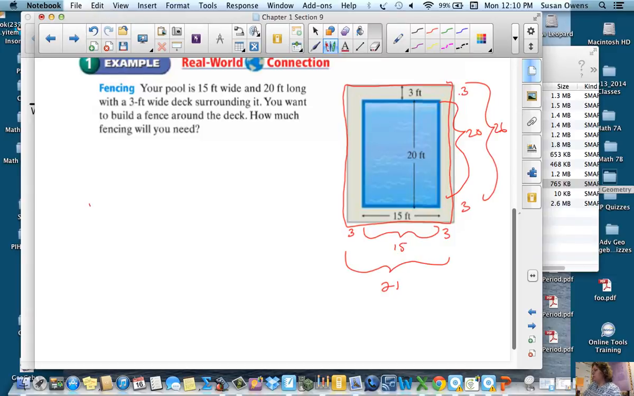And then once we do that, the perimeter formula is easy. We've got 2 of the lengths and 2 of the widths, or bases and heights. So it's going to be 42 plus 52 is 94 feet.